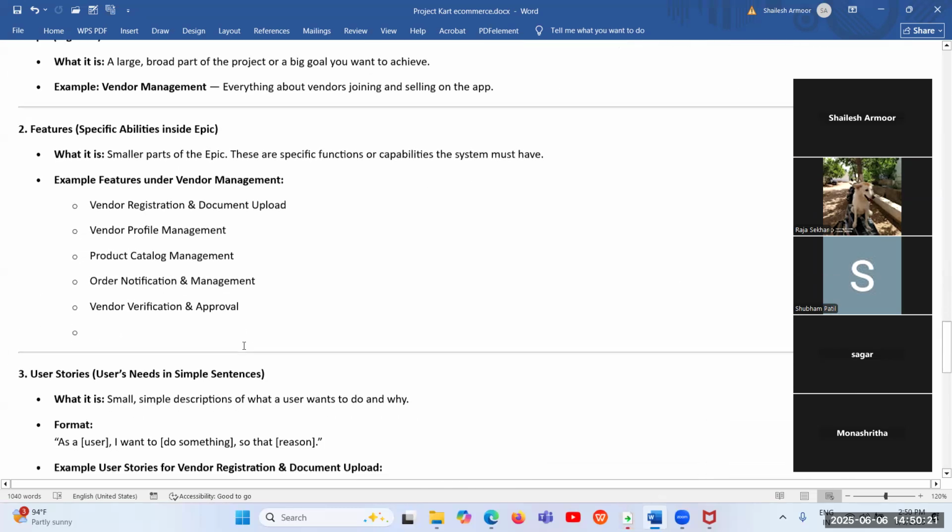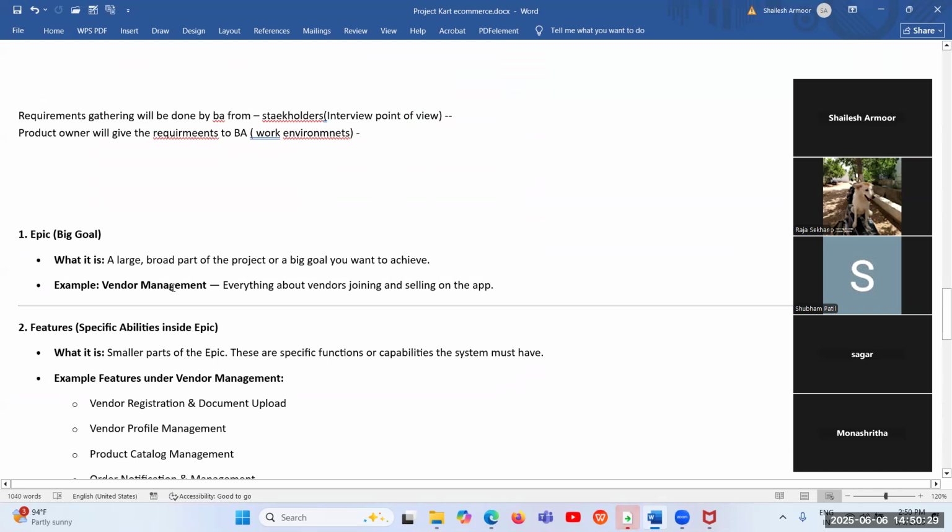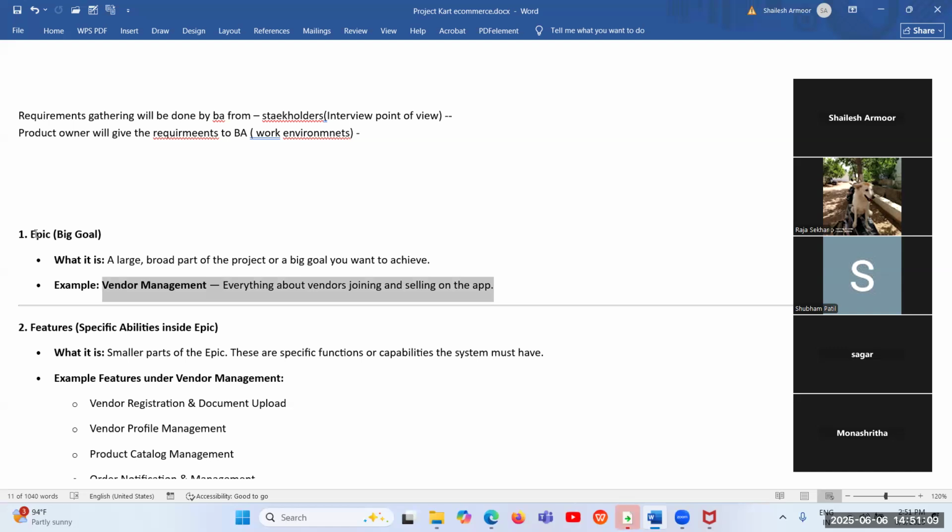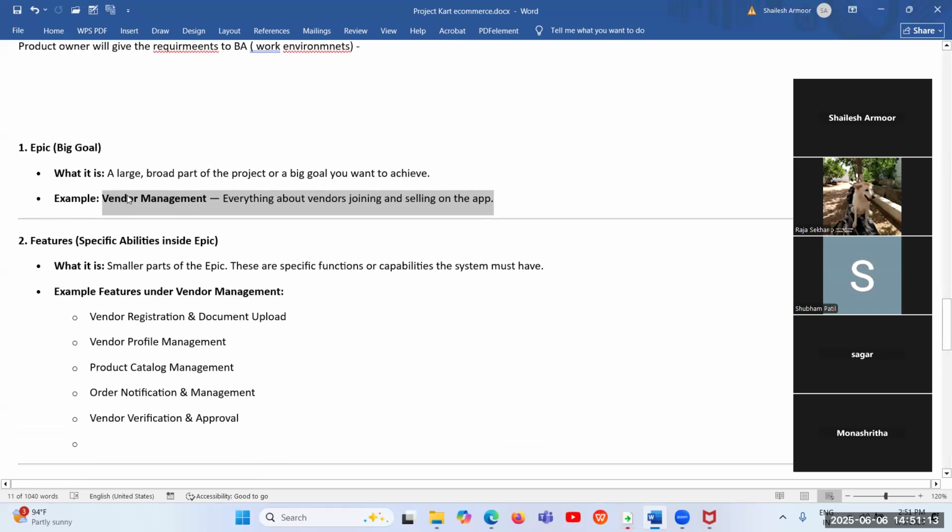So let's apply it now. Epic. I told you, it is only high level. They will only define a one-line answer. For example, I want vendor management, and I want it to have basic details of the vendors. So the stakeholder will define only at this level, only one line. Only one line they will summarize. So what is this called? Epic. If they define their business in only one line, that is called an epic. If they break down this epic into parts, that is called features.